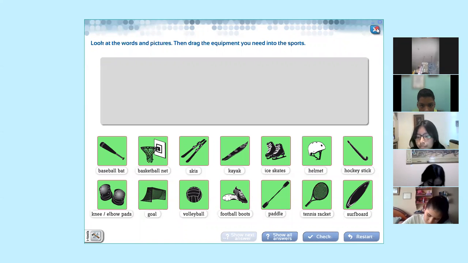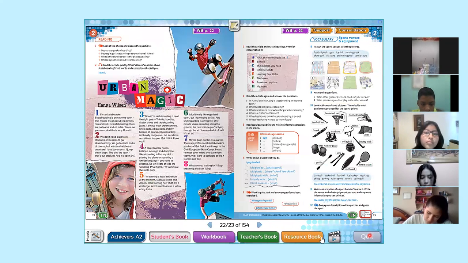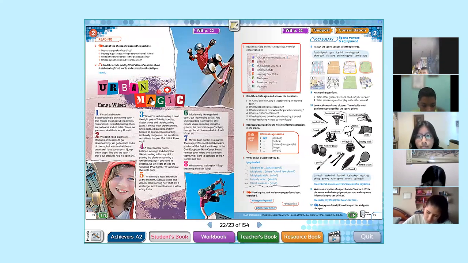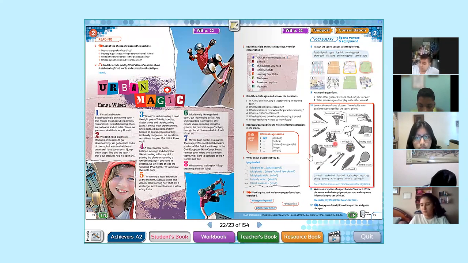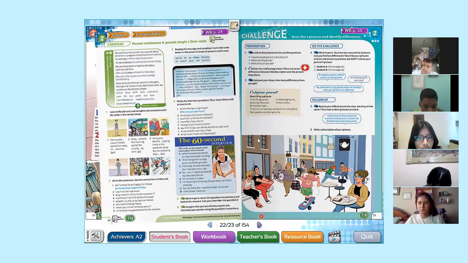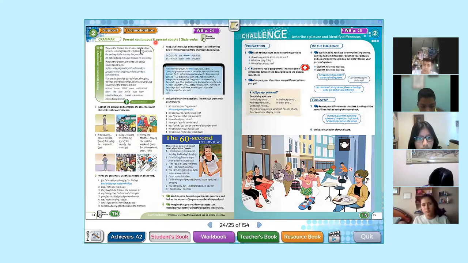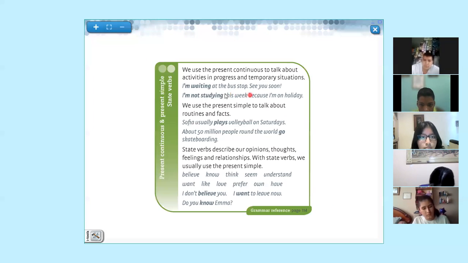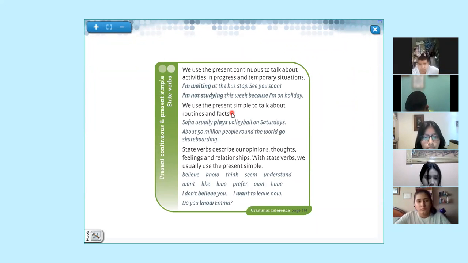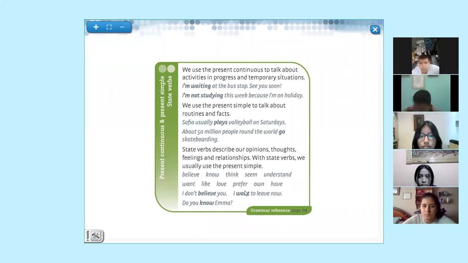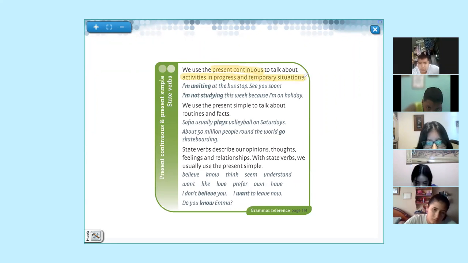Okay, ready? Very good. So here, those are some of the elements that we work in the vocabulary, referring to the sports, the venues, and the equipment required for that. We pass to the next part, and we're going to focus on the grammar. Now we are going to make a contrast between the present continuous, about activities in progress, temporary situations, and the present simple to talk about routines and facts.